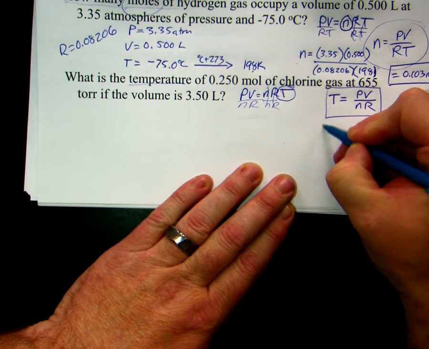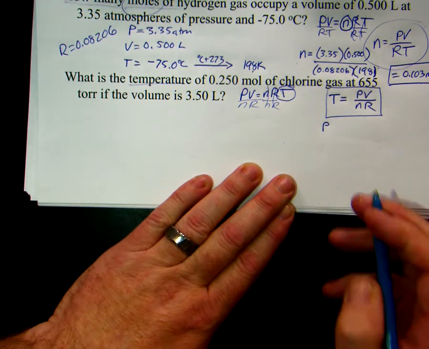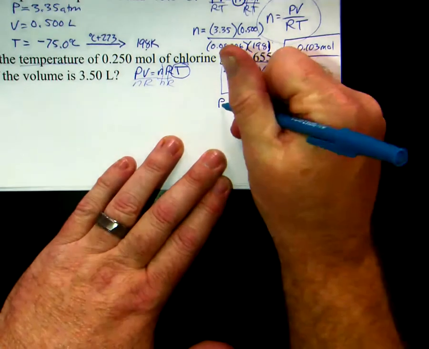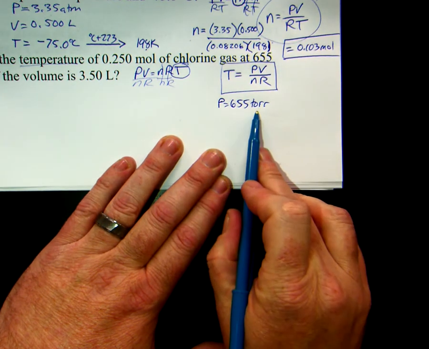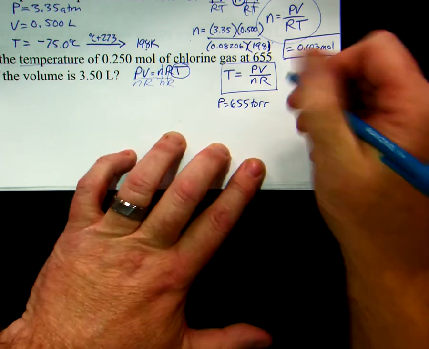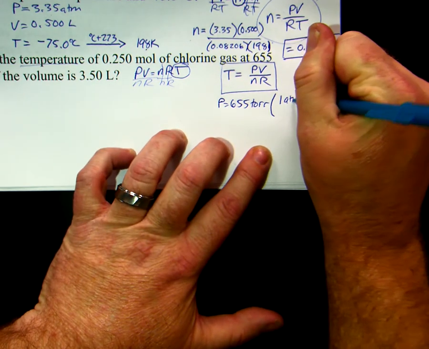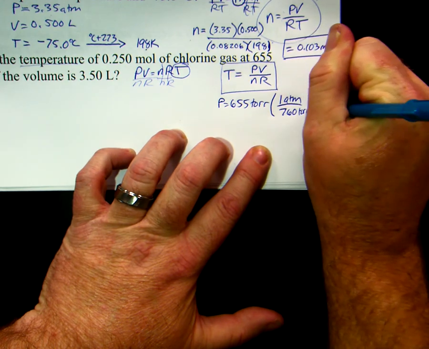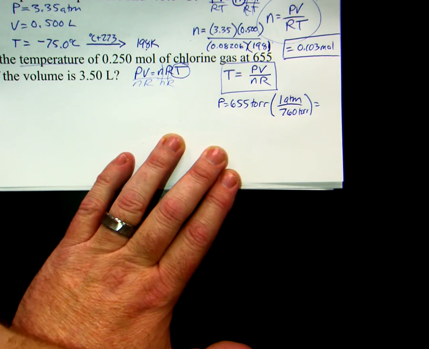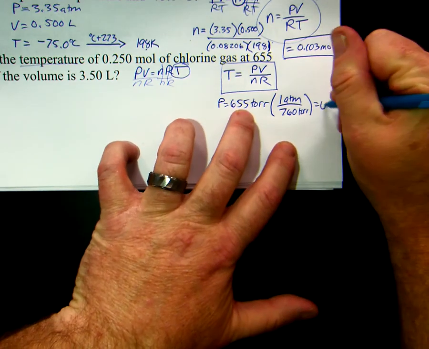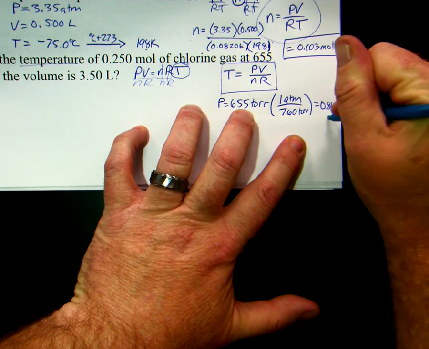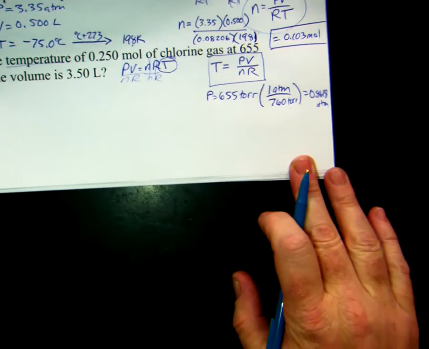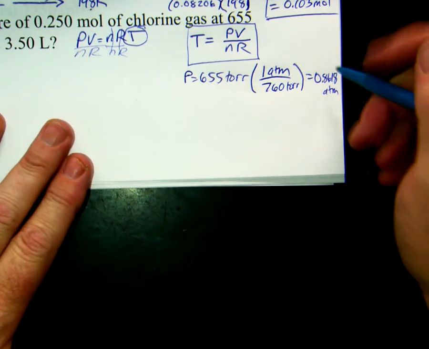So I need pressure, and pressure is given as 655 torr. So pressure equals 655 torr. I want you guys to recognize that I don't need torr, I need atmospheres. So the conversion is 1 atmosphere is 760 torr. And that's 0.8618 atmospheres.